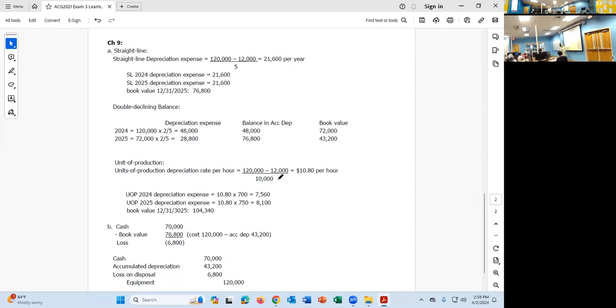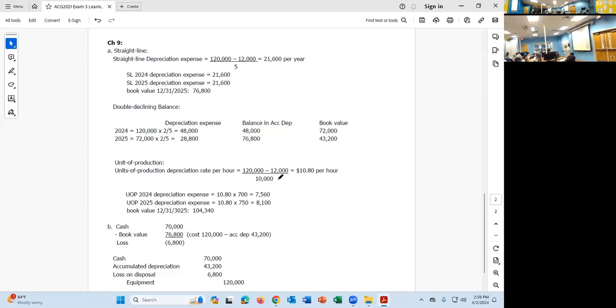By the time an asset is fully depreciated, if we made you do all 5 years, by the time you got to the end of year 5, the book value would be equal to the residual value. It would only be $12,000 at the end of the asset's life because we would have transferred everything else to depreciation expense. And what exactly does residual value mean?